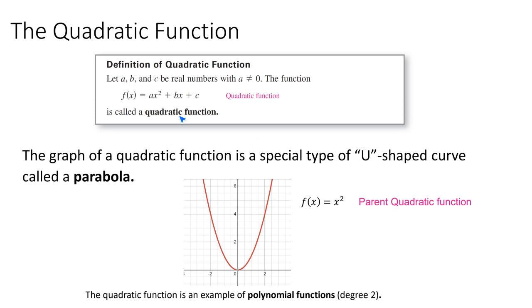Here's the definition of a quadratic function. It's quadratic if the highest exponent is a 2. Anything greater than a 2 is going to be a different type of polynomial. The shape of the graph is a U shape, the parabola. In 1.6, we also talked about f of x equals x squared being the parent function, which we can use to graph any other function related to the quadratic family. Again, this is an example of a polynomial with degree 2.